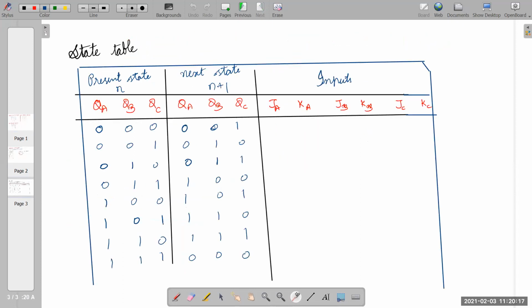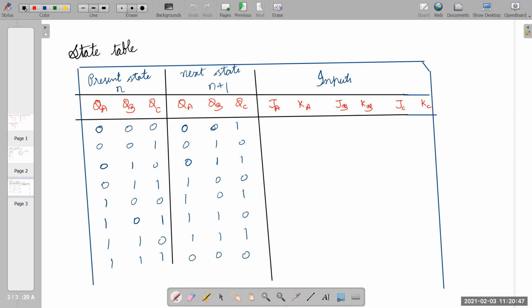Right. Now we come back here. What you have to compare is present state QA and next state QA, present state QB and next state QB, present state QC and next state QC. While comparing QA and the next state QA, you have to fill JA and KA. While comparing QB and the next state QB, you have to fill JB and KB. While comparing QC and the next state QC, you have to fill JC and KC. Right. Let me start with one example.